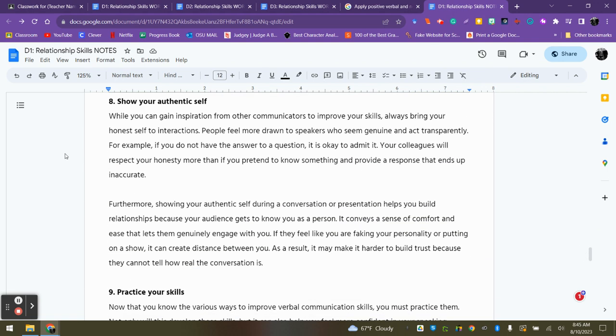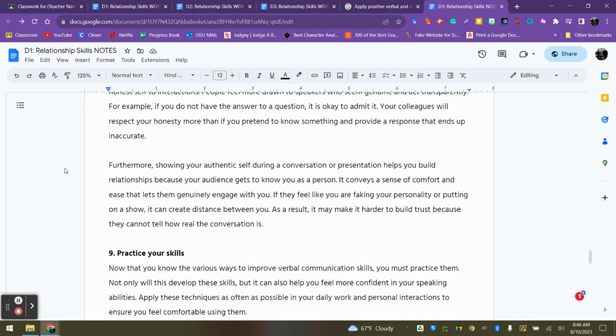8. Show your authentic self. While you can gain inspiration from other communicators to improve your skills, always bring your honest self to interactions. People feel more drawn to speakers who seem genuine and act transparently. For example, if you do not have the answer to a question, it's okay to admit it. Your colleagues will respect your honesty more than if you pretend to know something and provide a response that ends up inaccurate.